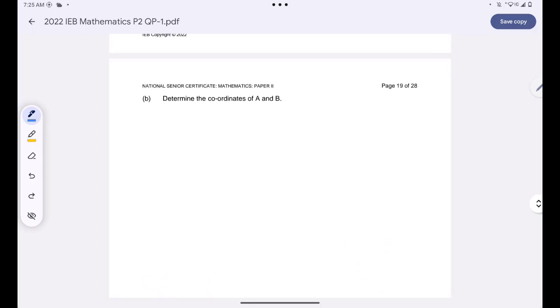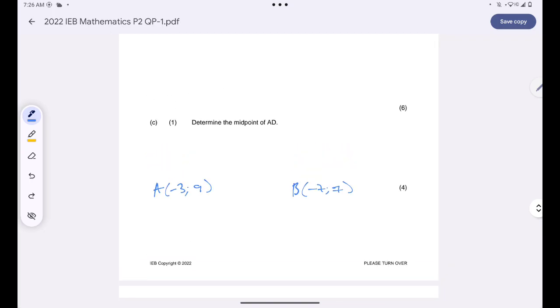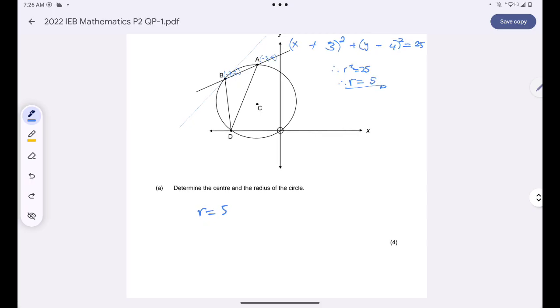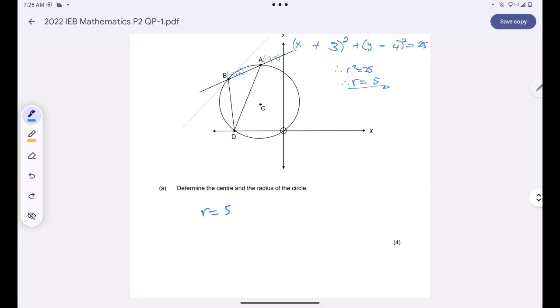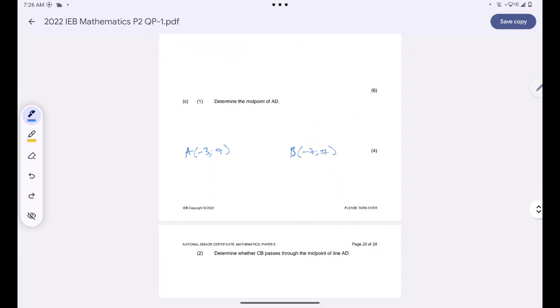Okay, I have my b to be negative 7 and 7, and a negative 3 and 9. Now I'm supposed to determine the midpoint of line AD. Where's AD here? Okay, there's A and D is at the x-axis. That means I must first find the coordinates of D before I find the midpoint of AD. The coordinates of D, how can I find them?